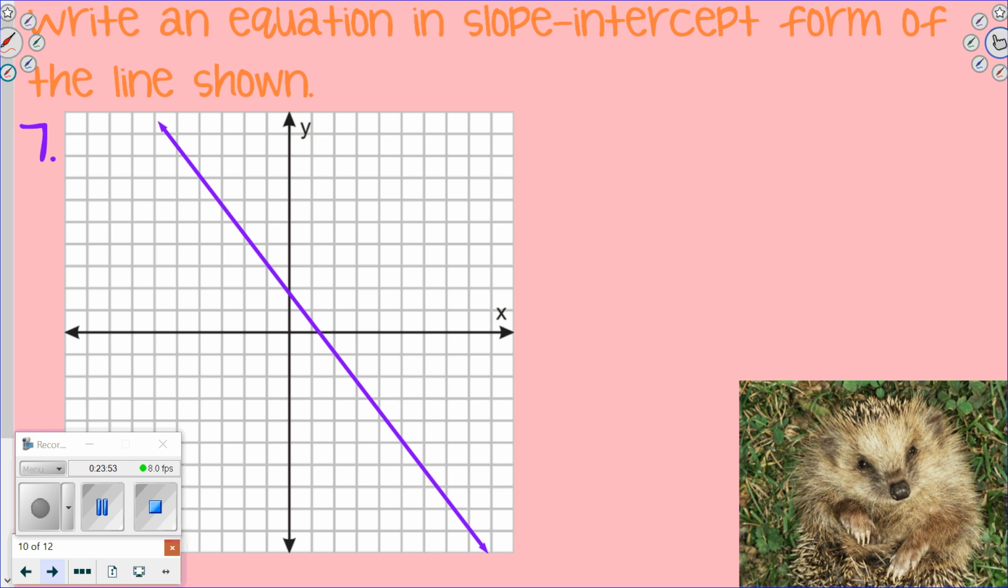All right, number 7. Same directions all the way through all of this, guys. It's always write an equation in slope-intercept form. Just means when I finish, Katie, when I finish, my answer needs to be y equals and then everything else.